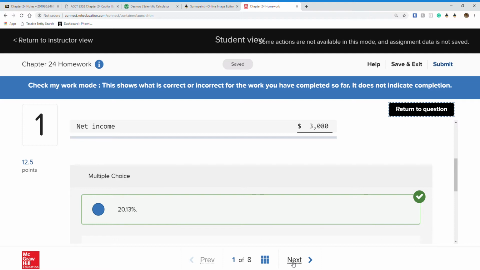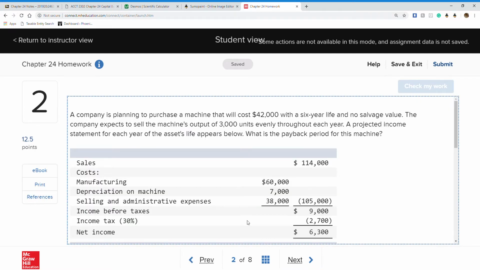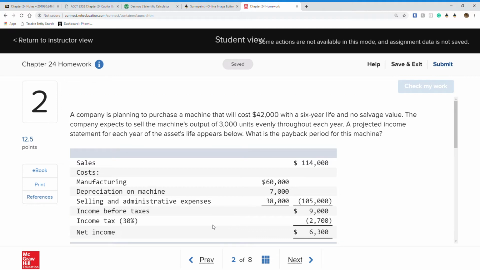Anyways, let's go ahead and get to question number 2. Question number 2 is now working with the payback period. So, a little bit of things are going to change. We still have a machine. It's got a cost and how many years it has, but again, no salvage value. We're going to look at how much they expect to sell, again, 30,000 units. We don't care. And we're going to find the payback period.